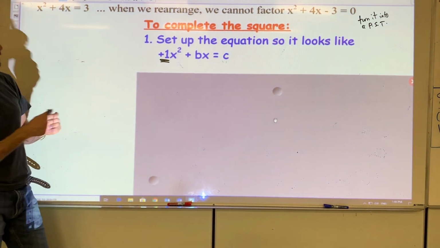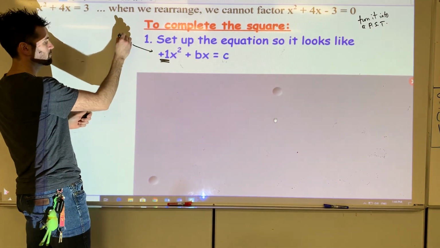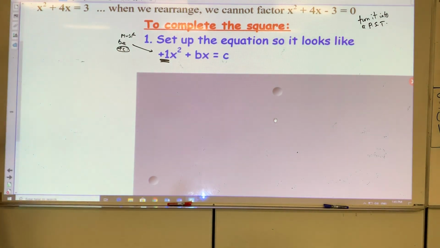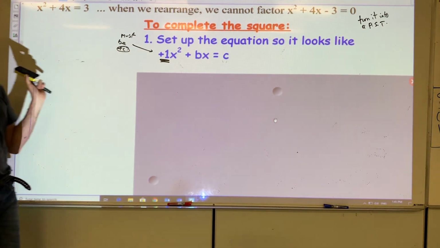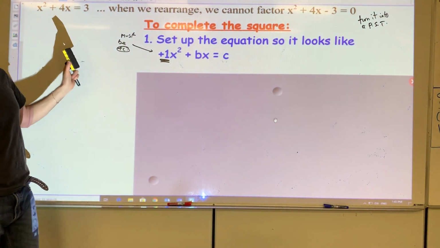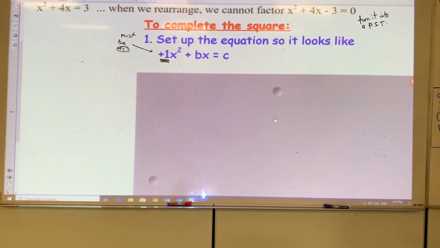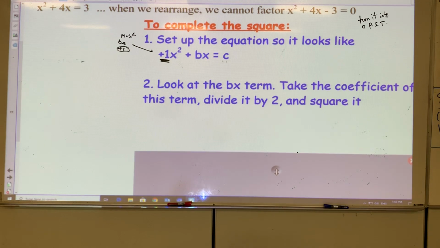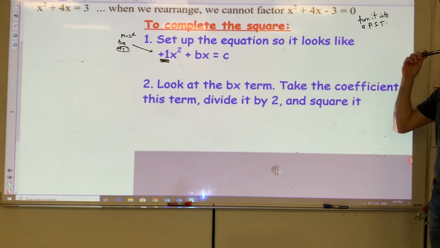I just want to point out, write yourself a note and be like, must be +1. If it's not, our little completing the square does not work. Okay? So that's important. Then, step 2. And all we're doing, if you're wondering, like, where does this come from? We're working backwards to make it a perfect square trinomial.